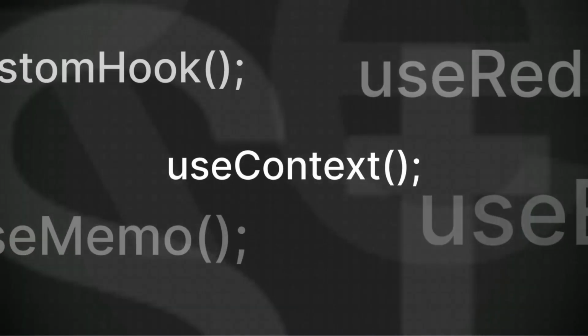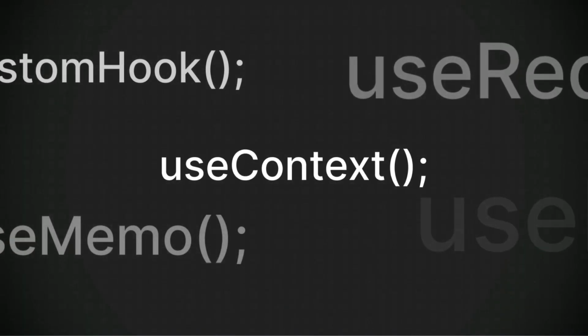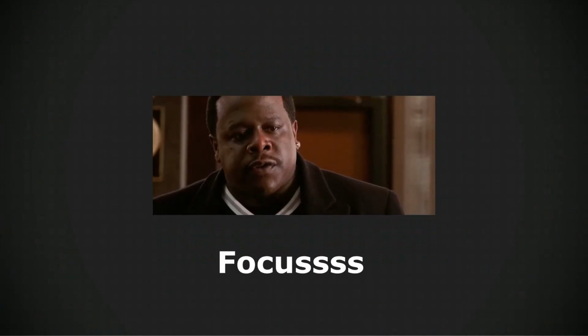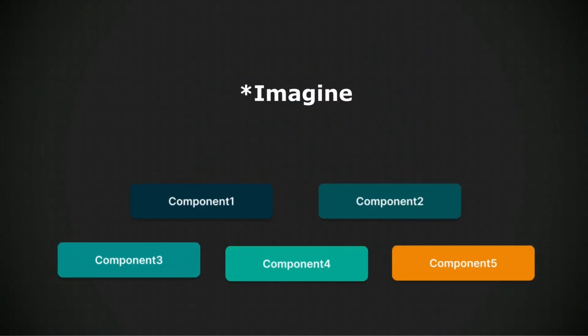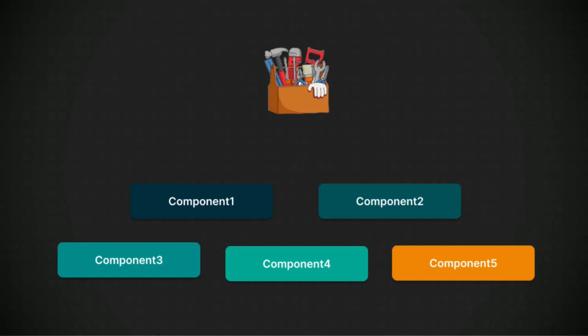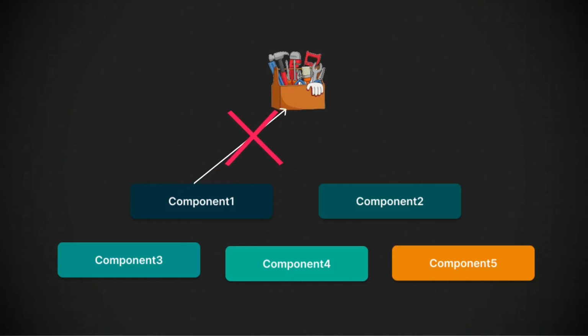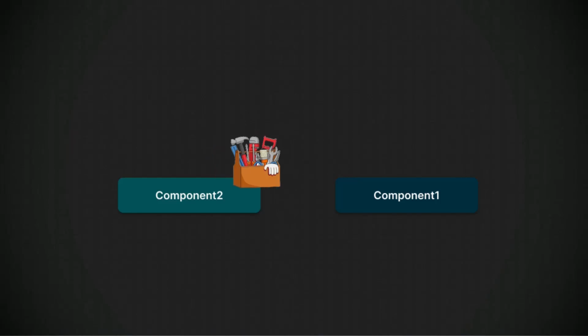useContext is one of the most important hooks in React. In this video, we're gonna learn it in the simplest way possible. There are 5 components and each component needs this toolbox. But there is a catch. Components can't access the toolbox directly. They can only access the toolbox from another component.